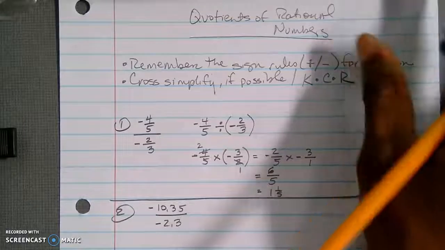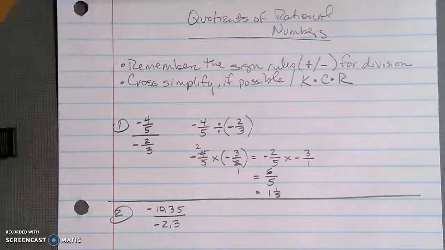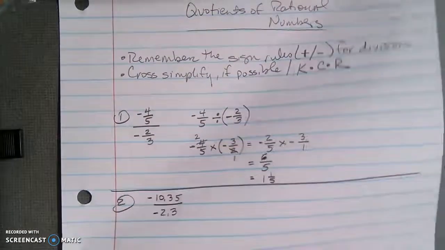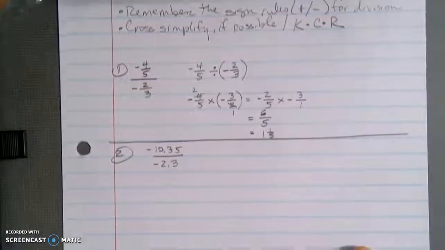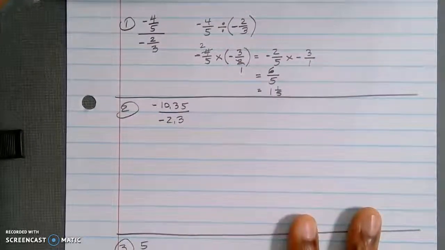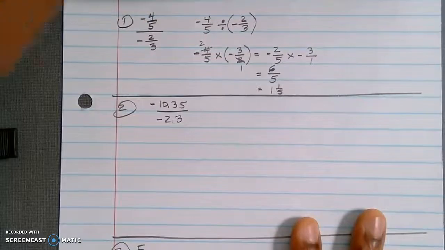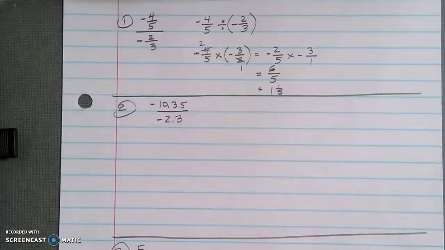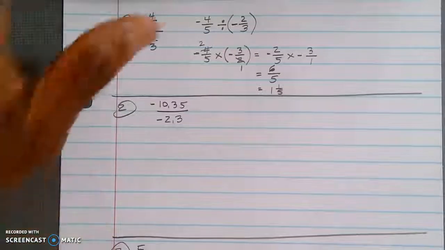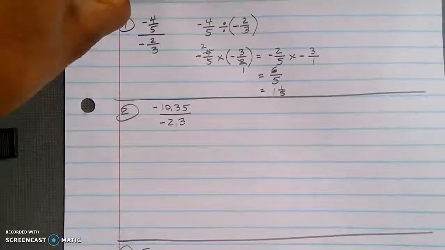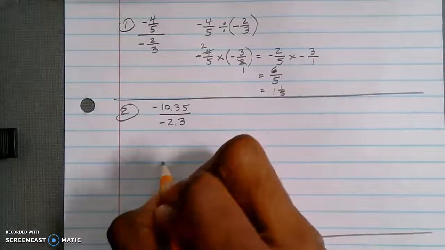Now, moving on to my decimal. When I move on to my decimals, that's going to give me negative 10.35 divided by negative 2.3. Okay, so I'm going to set this up. Again, my rules are at play in terms of dividing two negatives. I'm going to keep that in the back of my brain, but in the meanwhile, I'm just going to work on dividing.